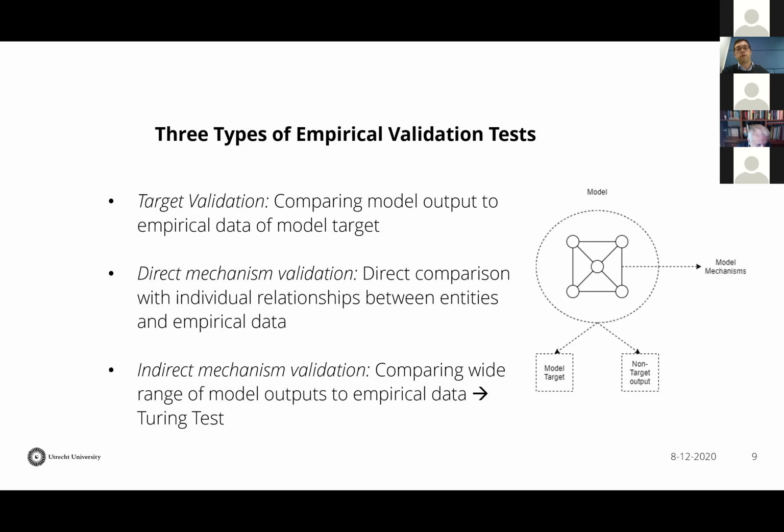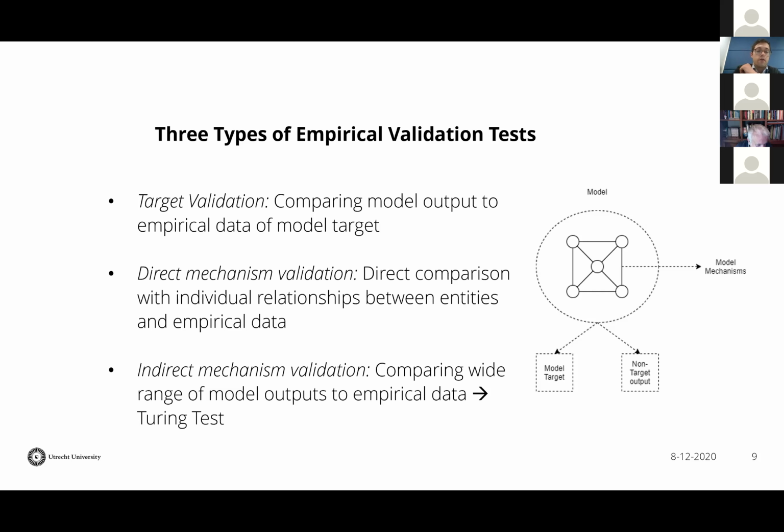In general, we can distinguish three types of empirical validation tests. There's target validation, which is comparing model output to empirical data of the model target. So in the case of a model that is built to reproduce the business cycle, we can check whether the cycle reproduced by the model matches the one we observe empirically. Then there's direct mechanism validation, which is a direct comparison of the individual relationships between the model entities with empirical data. So if we have a business cycle that is generated through the interaction between consumers and firms, just to give a random example, then we can check: is this relationship that we have built into the model actually how we observe this interaction empirically?